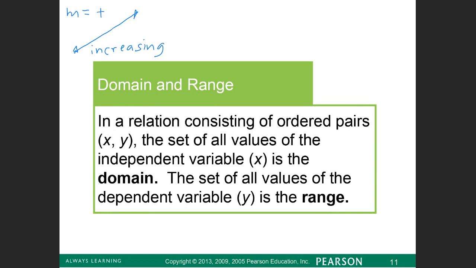It's increasing. If the line is going down, the slope is negative. So that would be decreasing. Those are the intervals of your function. So those two lines are functions. If the line is a horizontal line, that is still a function, because if you do the vertical line test, it is a function.